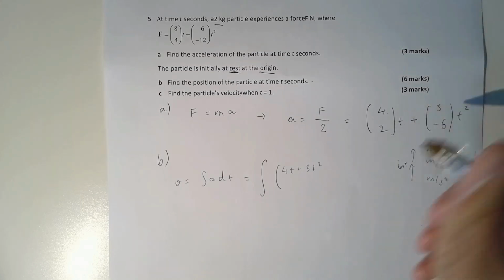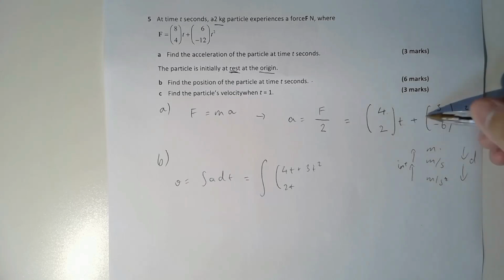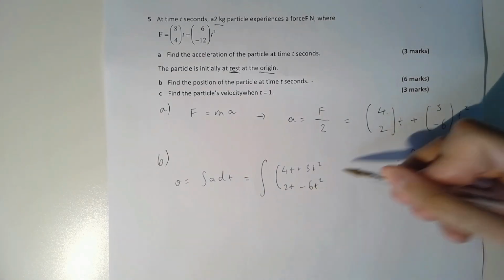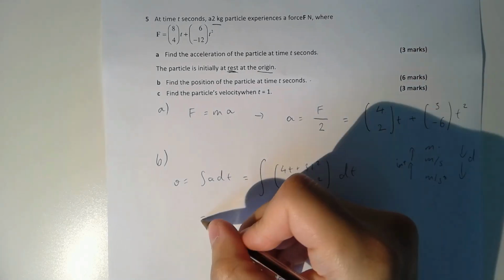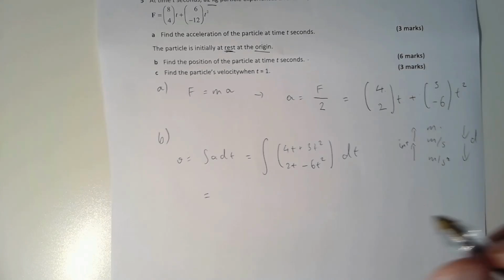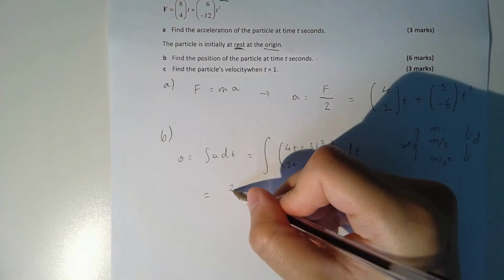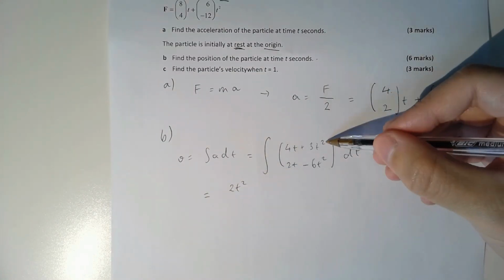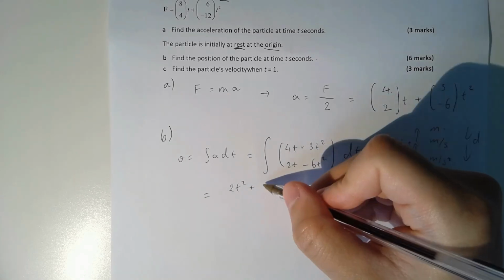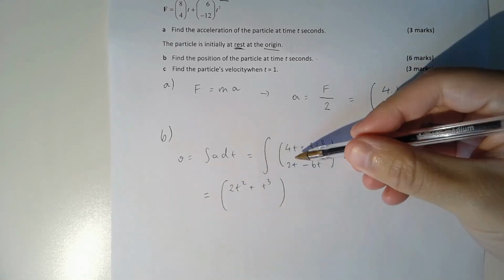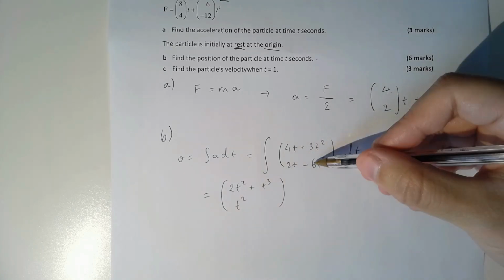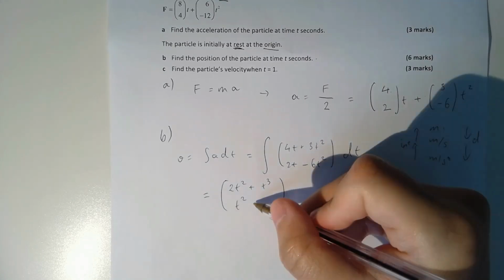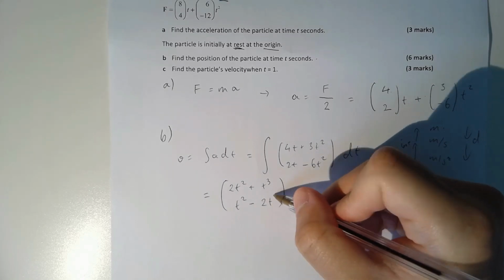And down here I have 2t, plus and minus becomes minus 6t squared, and dt. When integrating each component, I write it as a column vector again. So I get 4t integrates to 2t squared, 3t squared over 3 gives me plus t cubed. Then 2t integrates to 2t squared over 2, which gives me t squared, minus 6t squared over 3 gives me take away 2t cubed.